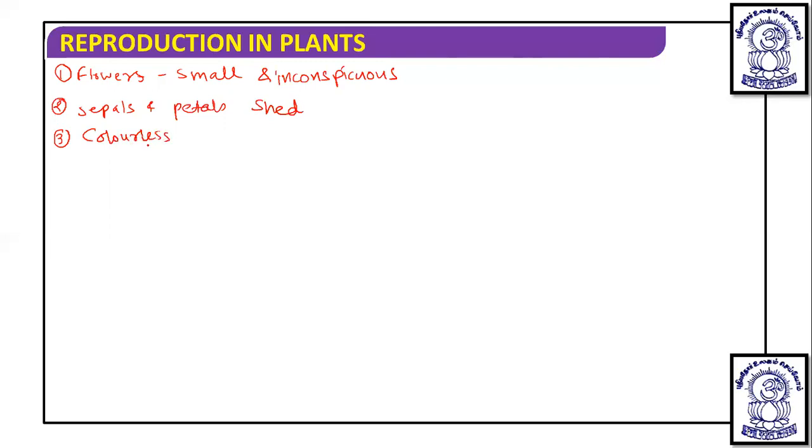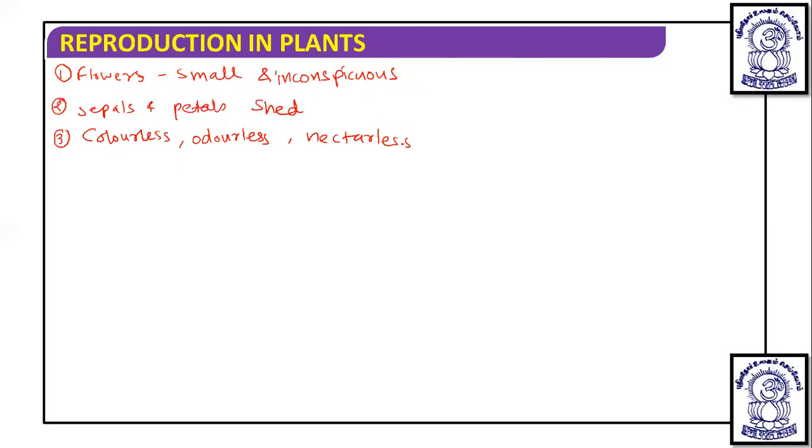The flowers which are showing anemophily are colorless, odorless, or nectarless. Because if any living organism is involved, then there is a need to sense a color, odor, or nectar. But this is a non-living thing, this is wind. So wind cannot recognize the color, odor, or nectar. So this type of flowers are usually pollinated by the wind.